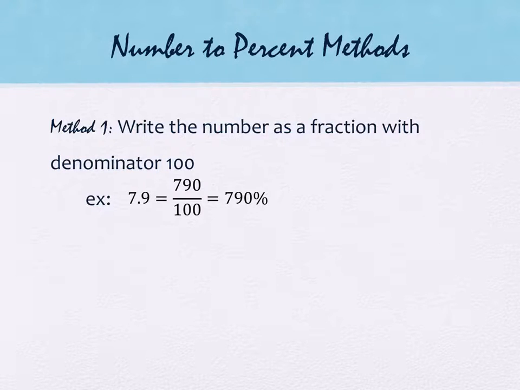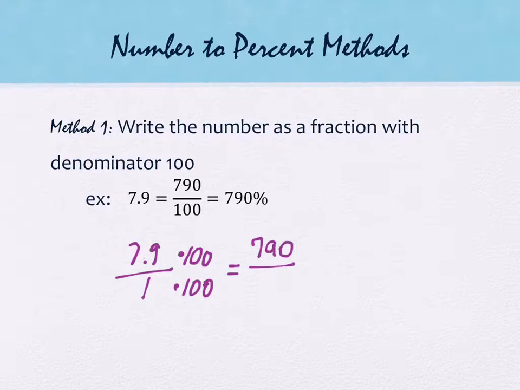So if you have 7.9, you write that numerator as something over the number 100. So what you actually see happening is you see the 7.9 written as over 1, and you want it to be over 100. So how do you get it to be over 100? Well, you multiply the numerator also by 100. So you get 790 over 100, and that's actually why we call it 790%. You get 790 per 100.